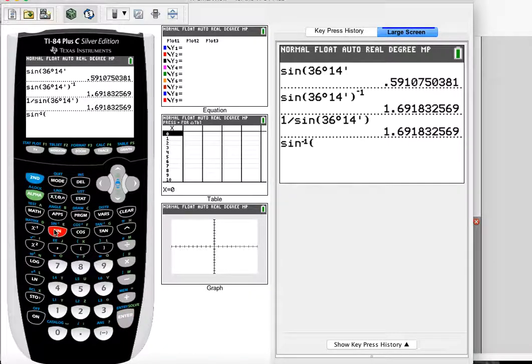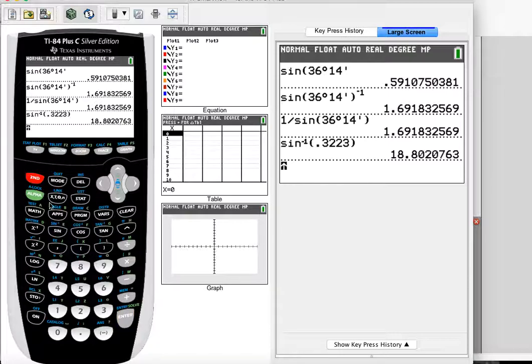So this is an inverse problem. This -1 doesn't mean 1 over. It's like f inverse of x, kind of means the same thing. So inverse sine of 0.3223, and I'm in degree mode. So my answer is 18 degrees, 0.8.